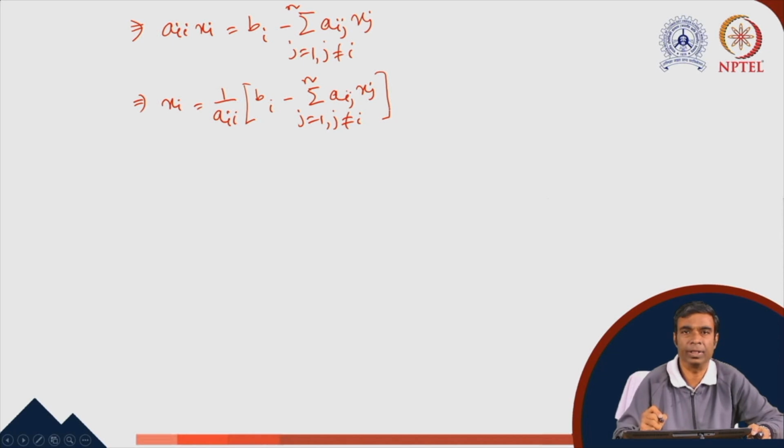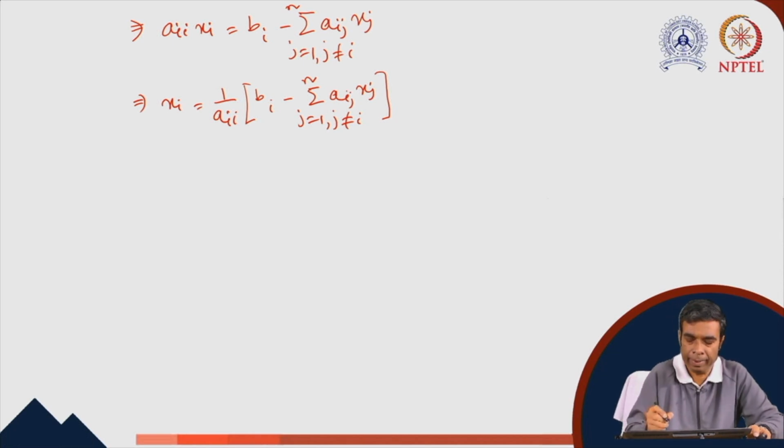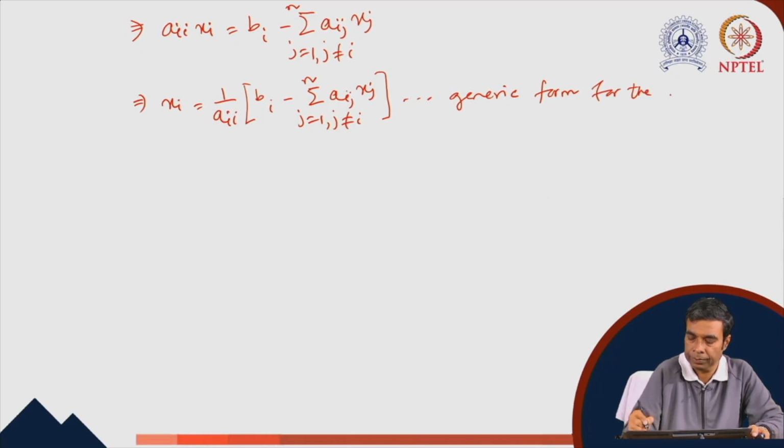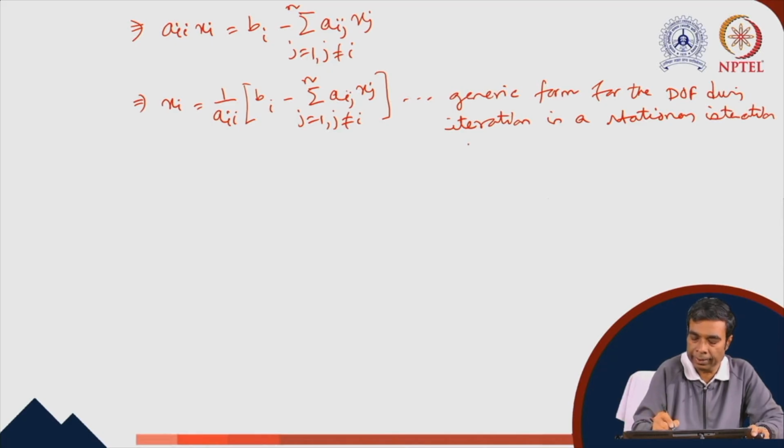So this is the generic form of the solution method of a stationary iterative method. So this is the generic form for the DOF during an iteration cycle in a stationary iteration.